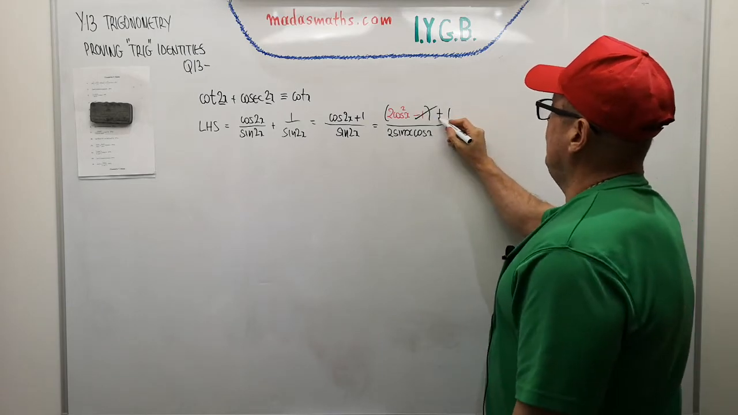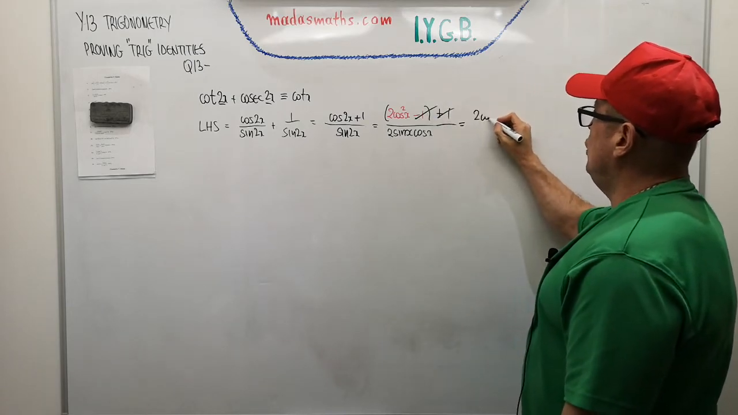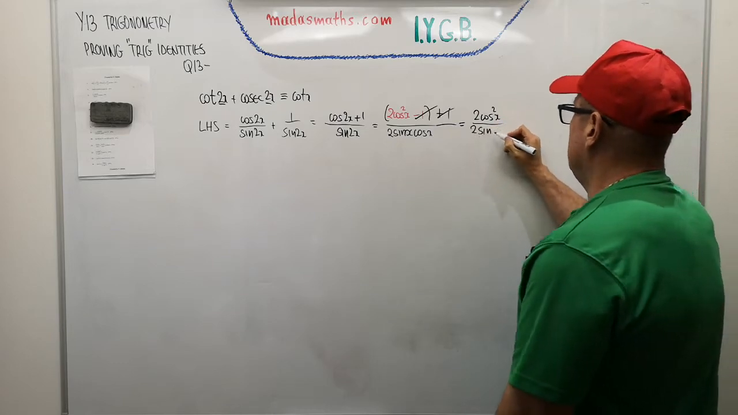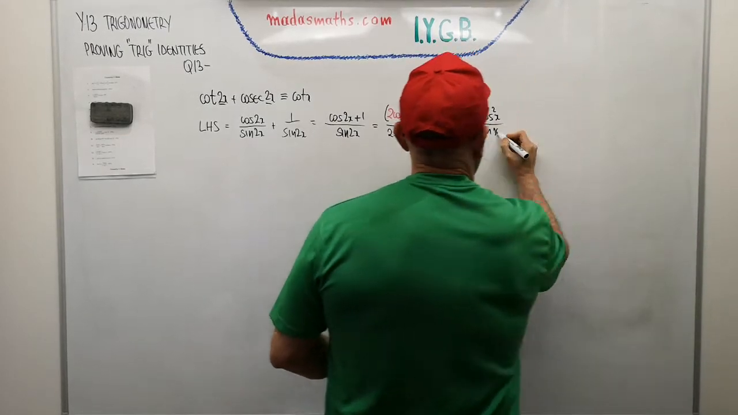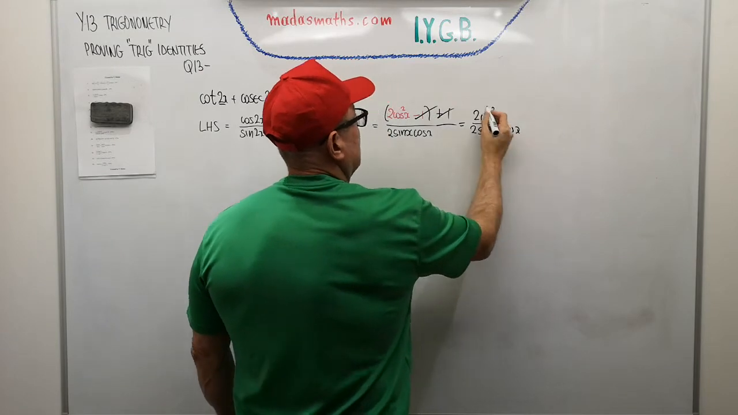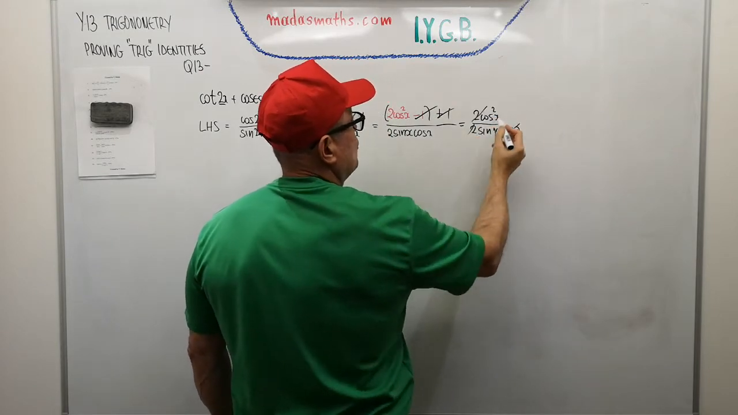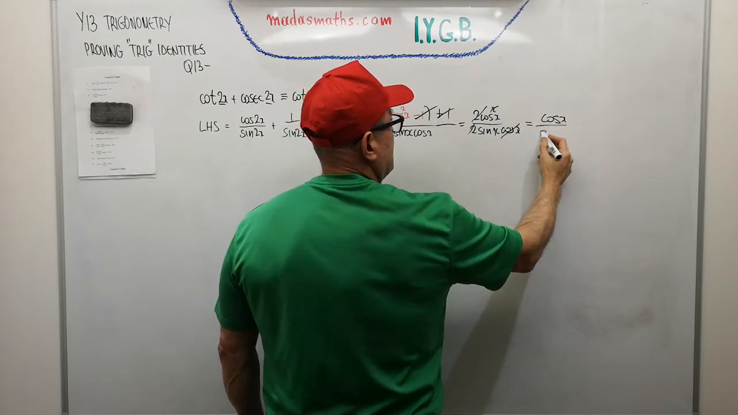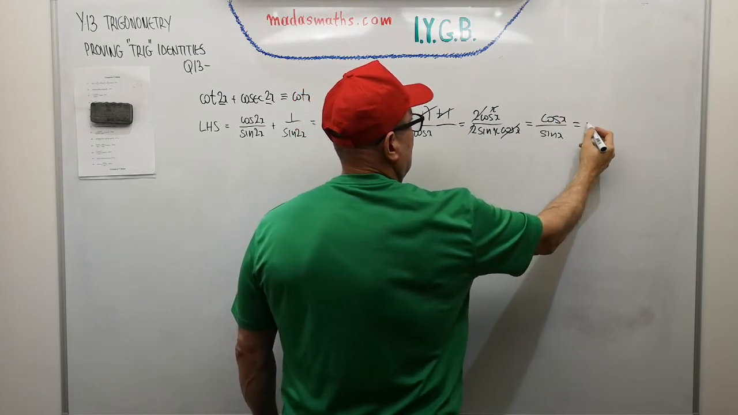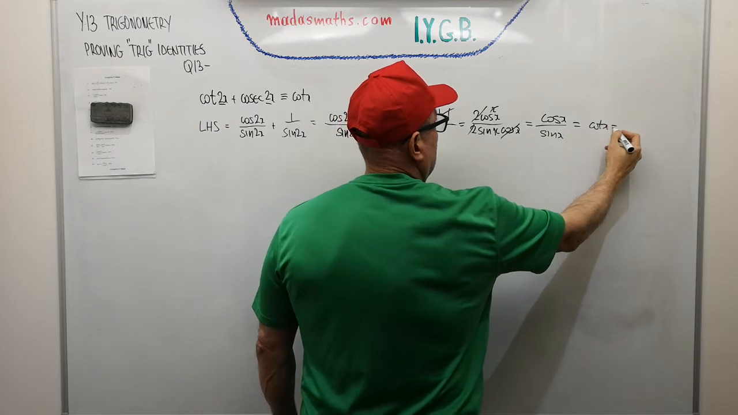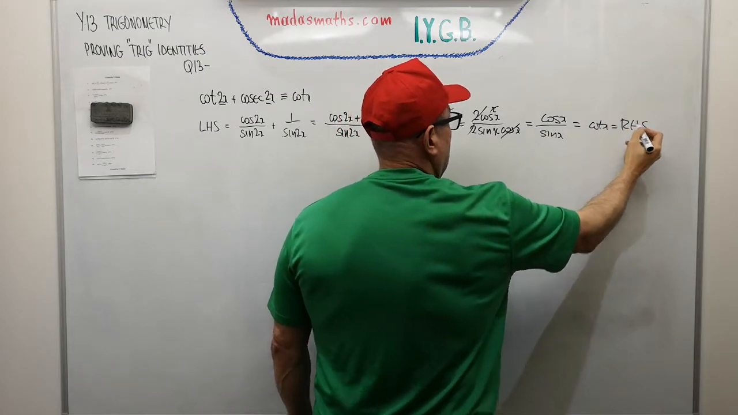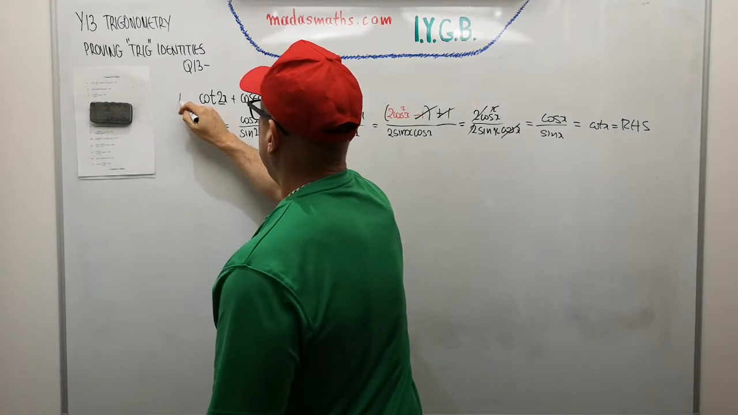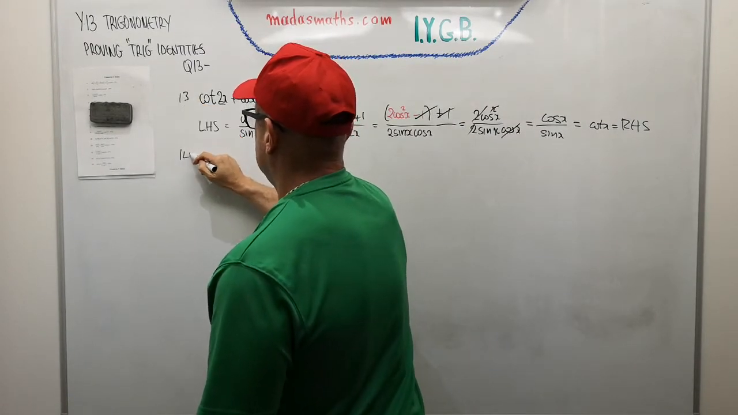The ones now cancel, so I'm going to get a 2 cos squared x over 2 sine x cos x. The 2's cancel. I can get rid of one of the cosines. I'm going to get cos x over sine x, which of course is the cot of x, which is RHS, and the question is done. Okay, so that was question 13. And we're going to go to question 14.